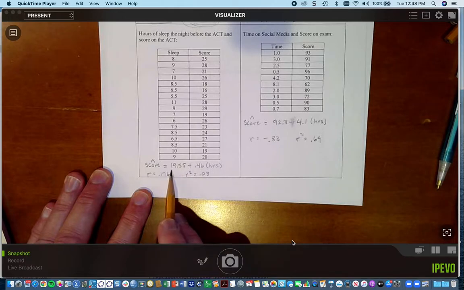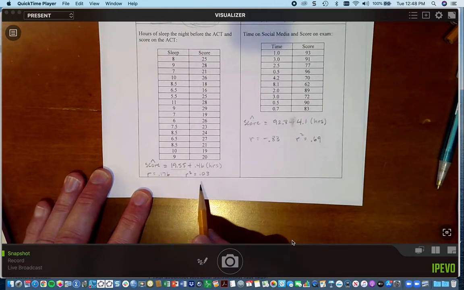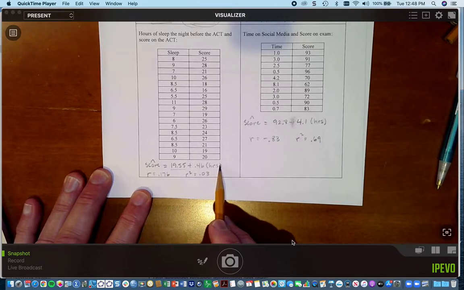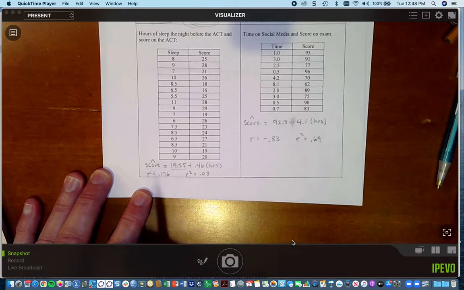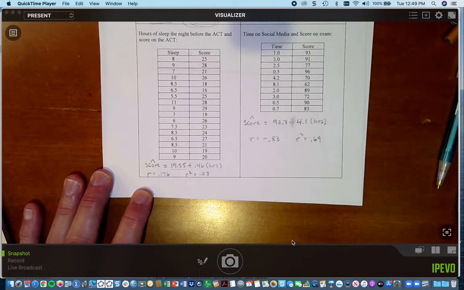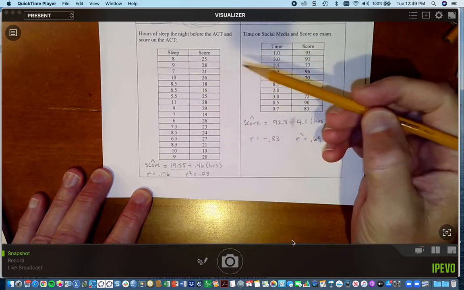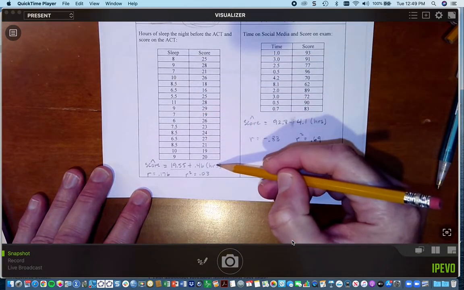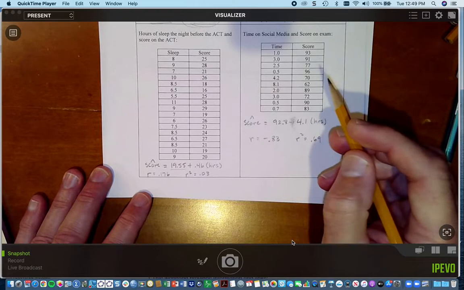Okay, and then this 19.55 actually does have some context here. That means that if a person got 0 hours of sleep, the model predicts they're going to get about a 19.5. Now if somebody was going to take the ACT, and they said, what do you think I'm going to score on this ACT? And I said, I don't know, how many hours of sleep are you going to get the night before? And they said, 10. I could take 10 and plug it in here, and I could get a prediction, right?